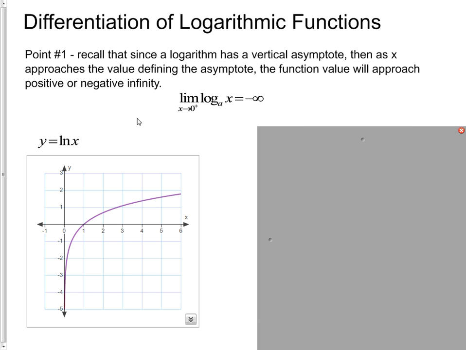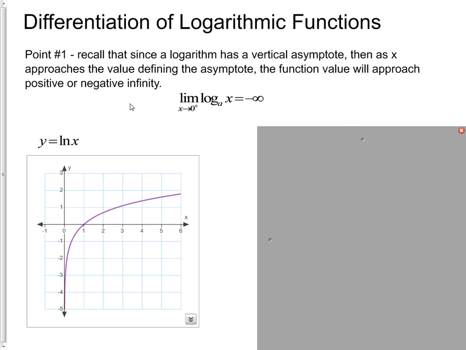Now, before we even begin, you may want to recall that a logarithm is the kind of function that has a vertical asymptote, simply because it is the inverse of an exponential function, and the exponential functions had the horizontal asymptote, and our domain and range switch. So we have a vertical asymptote. Here's a graph of y equals natural log of x to illustrate that point.